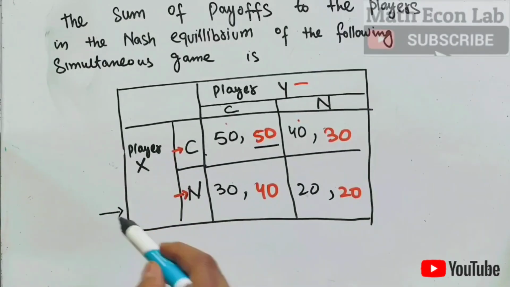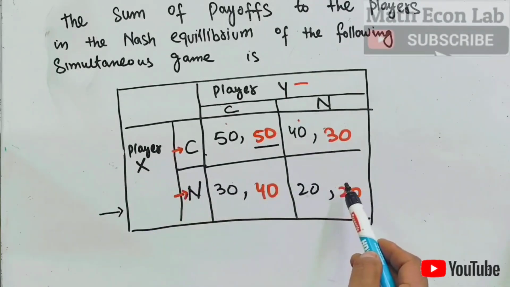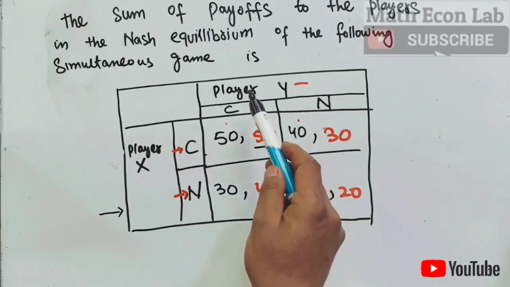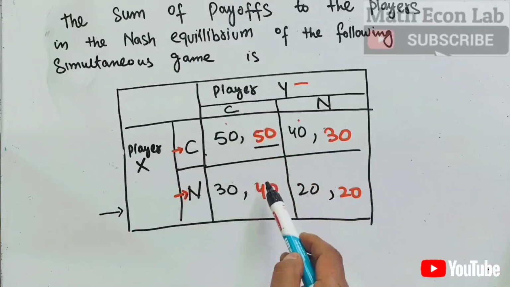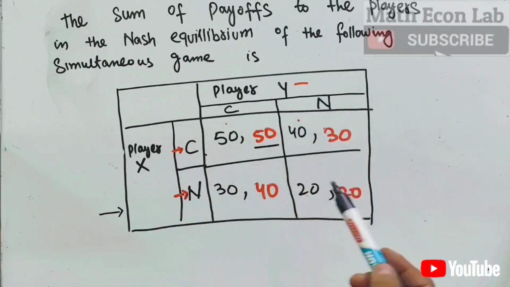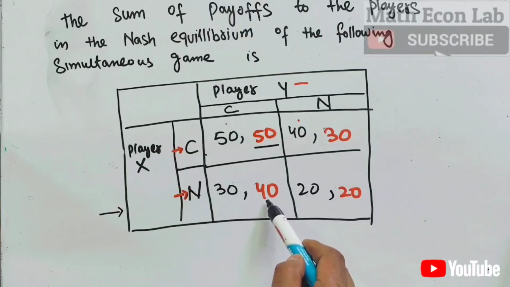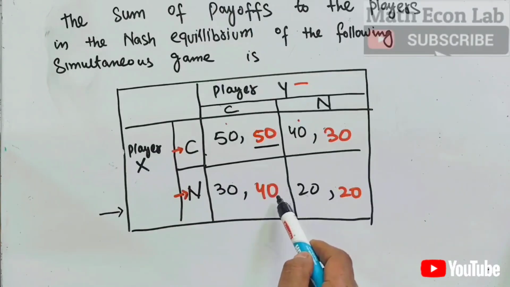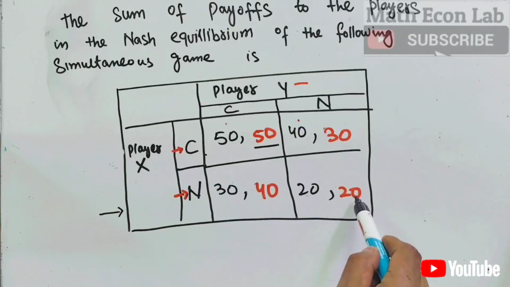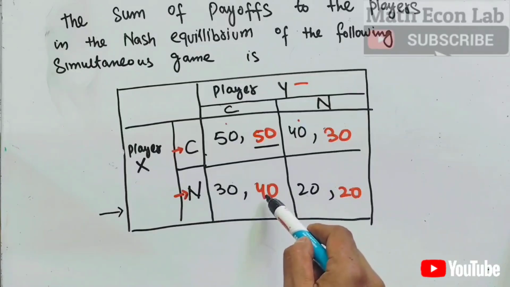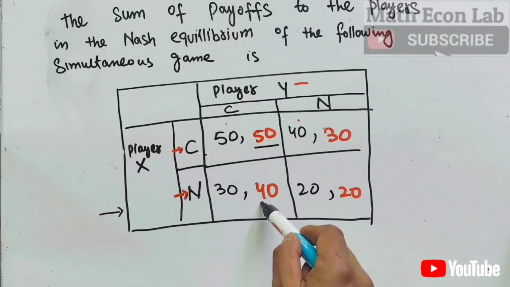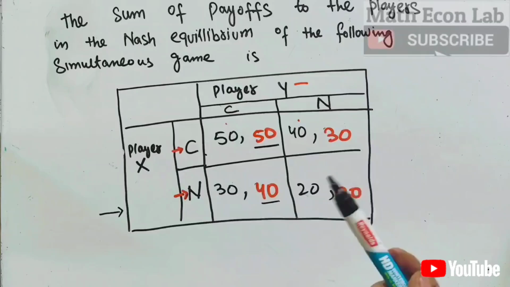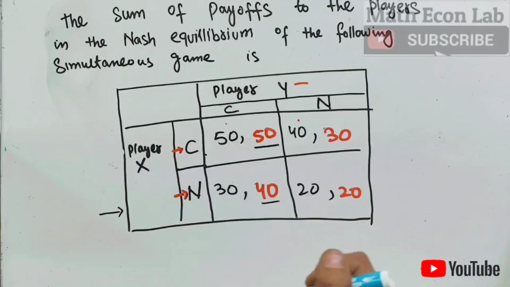Likewise, let us see when player X chooses not to cooperate. Again, player Y has two options, either to cooperate or not to cooperate. Cooperate gives him 40 as payoff, not to cooperate gives him 20. Obviously 40 is greater than 20. Since we assume that the players are rational, they will choose the higher payoff.